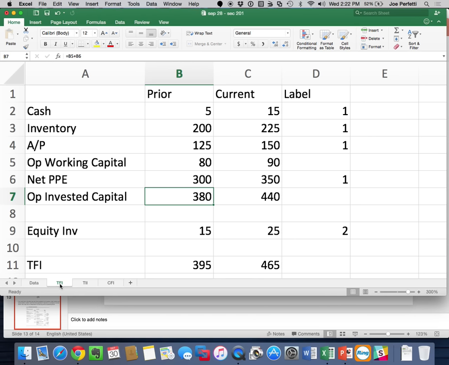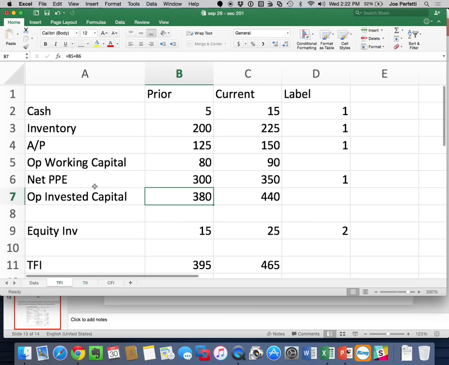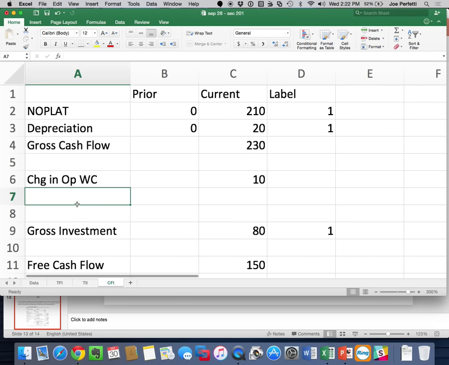All right, so back to this. So that's the change in operating working capital. We're basically spending $10 million more in working capital than we did before. The next piece is the change in the net PP&E, change in the assets. And in accounting, change in net PP&E is driven by what's called capital expenditures, or CapEx for short. So it's not the change in the net PP&E, it's the capital expenditures.